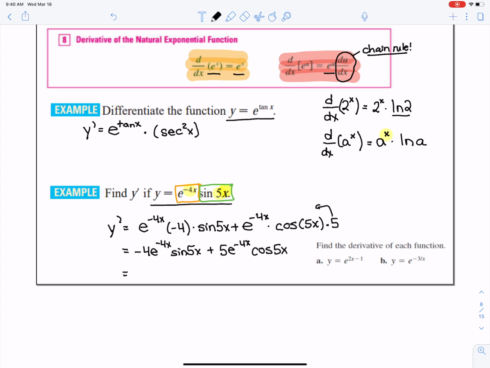And the nice thing when you have e's involved, you can factor out that e to the minus 4x. And sometimes there may be trig identities you can use to simplify, but for now we're just going to leave it like this. And we just factor out the e to the minus 4x.